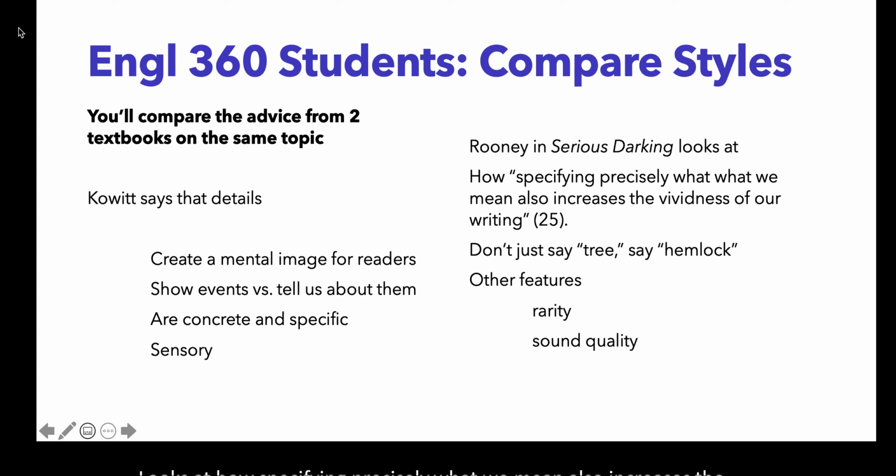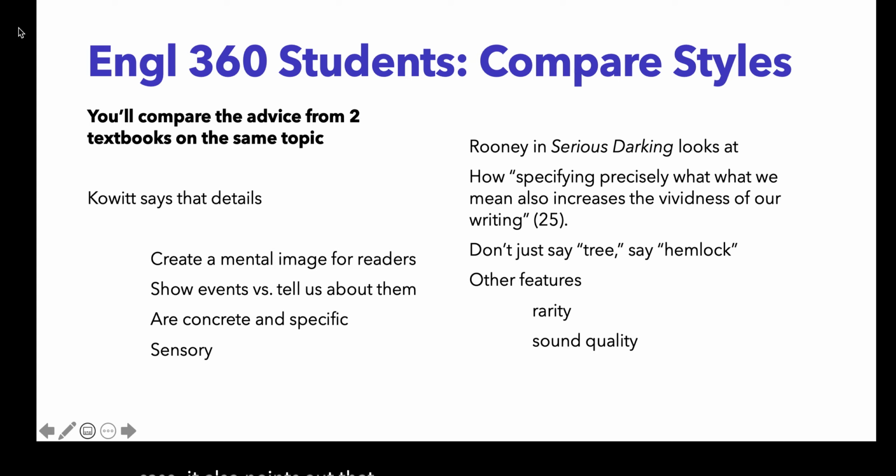Don't just say tree, say hemlock. One of the things that saying hemlock does is it makes you have a much more specific image of what you're talking about. But it also raises issues of rarity, because how many hemlocks are there really? I don't know if I've even seen a hemlock. Also, sound quality, because let's face it, hemlock just sounds cool or dangerous, depending on how you look at it. It does make me want to see what a hemlock tree looks like. In any case, it also points out that it can give us a specific image.